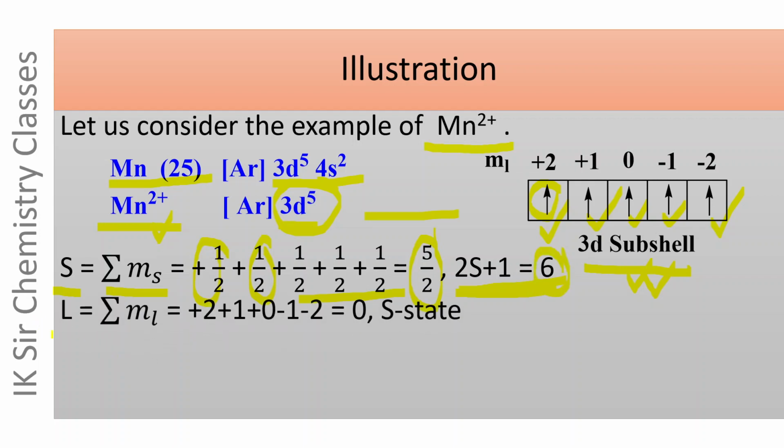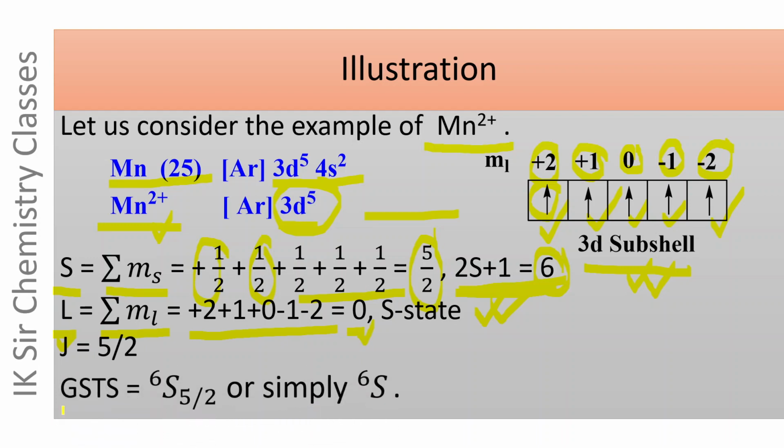The value of L, the resultant orbital angular momentum quantum number, is equal to the summation of ml values of all the electrons. The first electron has ml value plus 2, the second has plus 1, the third has 0, the fourth has minus 1, and the fifth unpaired electron has ml value minus 2. On adding all these ml values, the value of capital L is 0, and the spectroscopic state is called S. The value of J varies from L plus S to L minus S in integral steps. Since L is equal to 0, the value of J will be 5/2. The ground state term symbol for the Mn2+ ion will be sextet S 5/2, which can be written simply as sextet S.